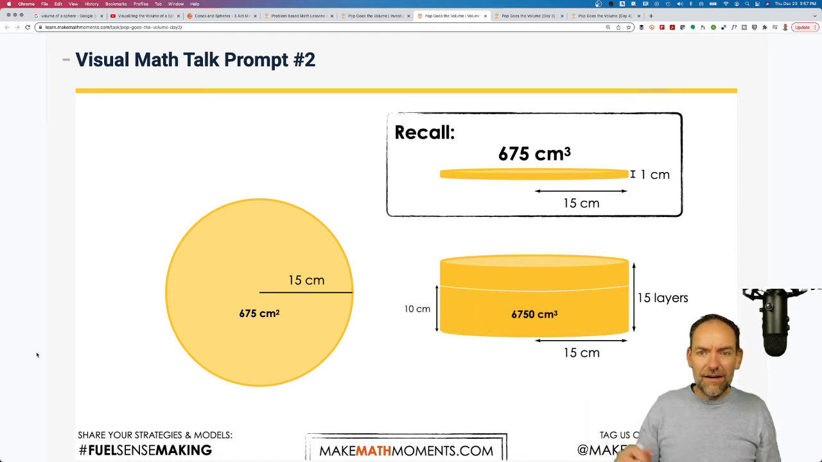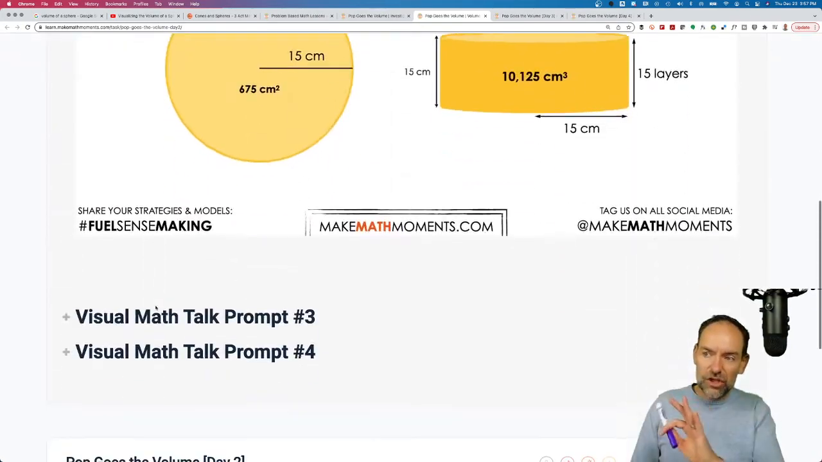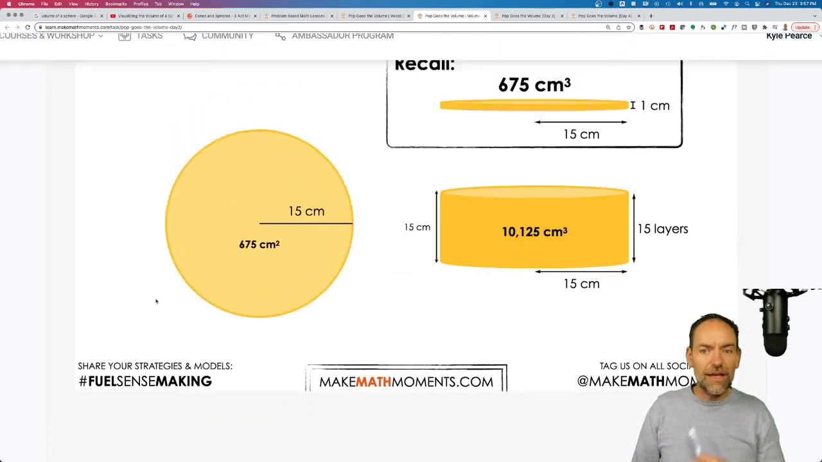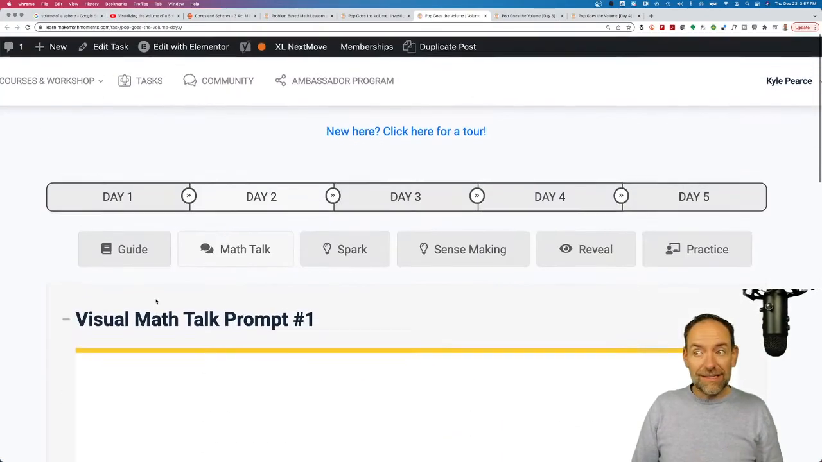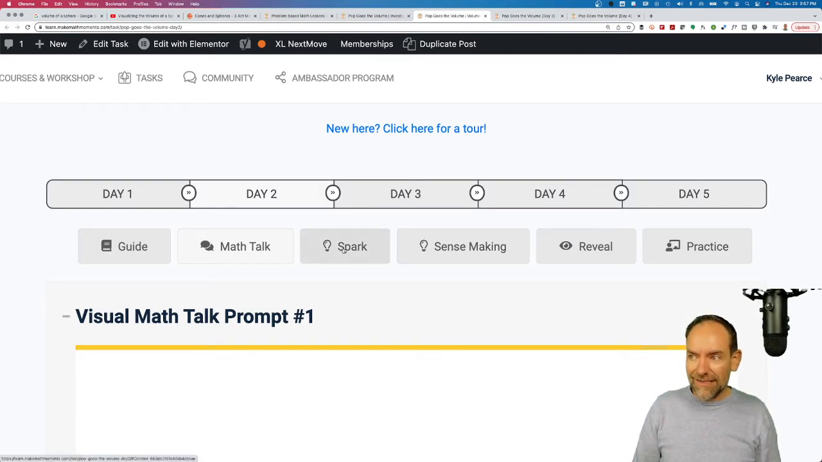I know the base layer. So could I figure out what 10 layers would be? Can I figure out what the extra 5 layers would be? Can I figure out what the entire volume would be? And the answer is yes. So that is our math talk. Those are 2 prompts. There's 2 more prompts there that you can explore that, again, you can decide how much or how little of that you want to do before you dive into the lesson.